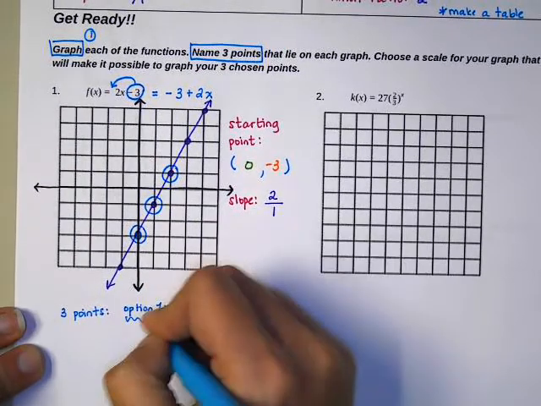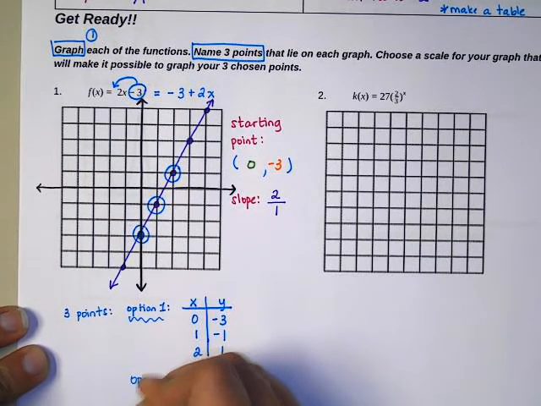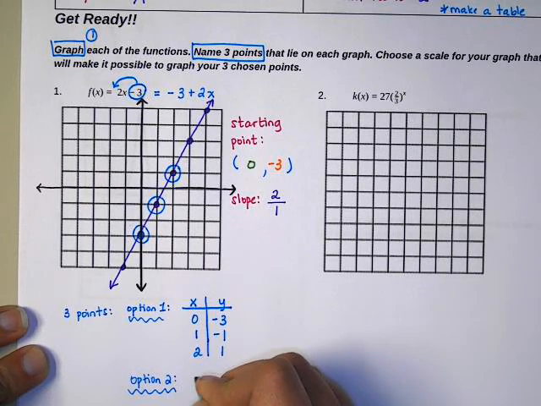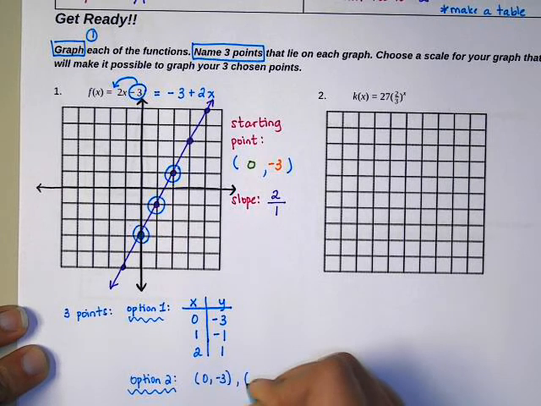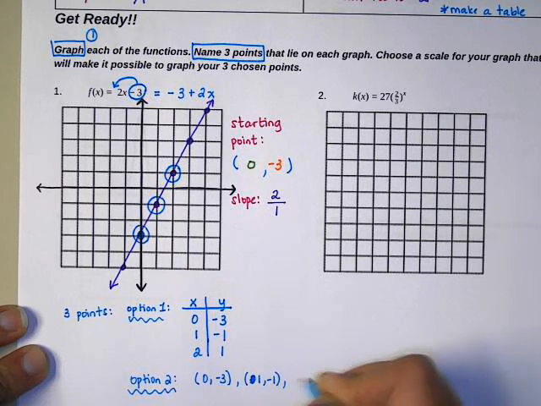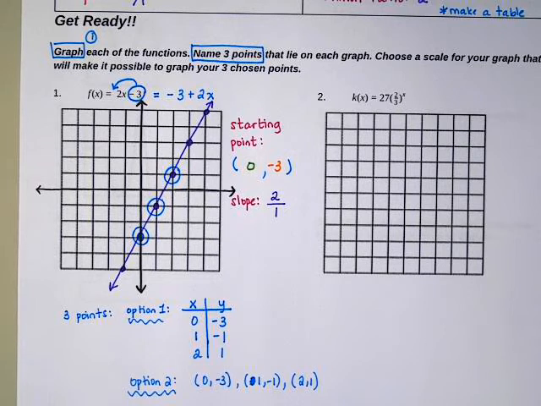Option number 2 would be to make a list. So I could list my points by saying parentheses 0, -3, parentheses 1, -1, and parentheses 2, 1. Either one of those is a correct way to name 3 points that are on this graph.